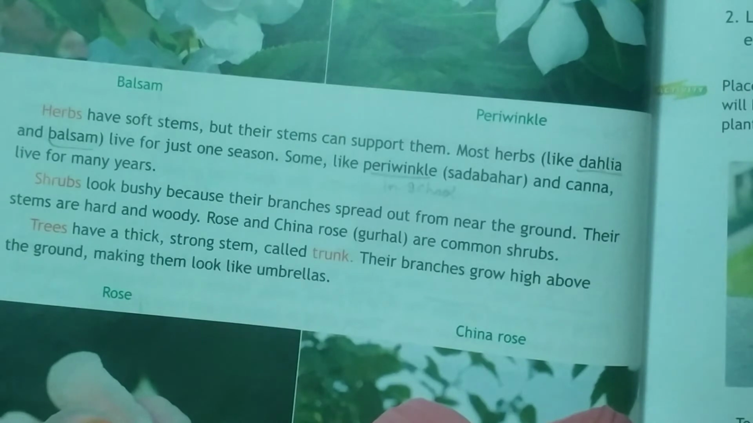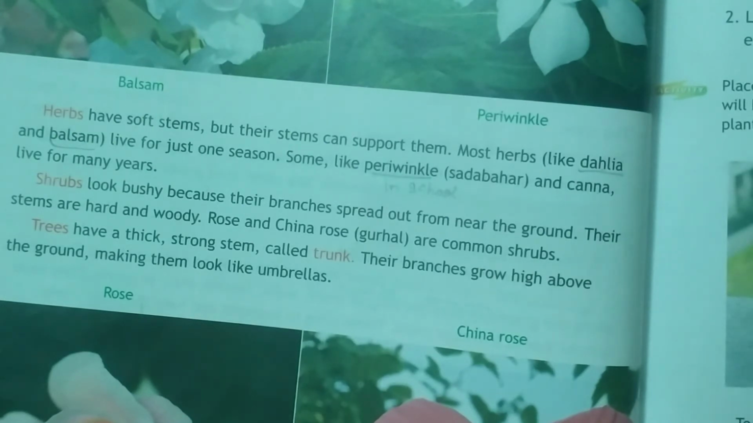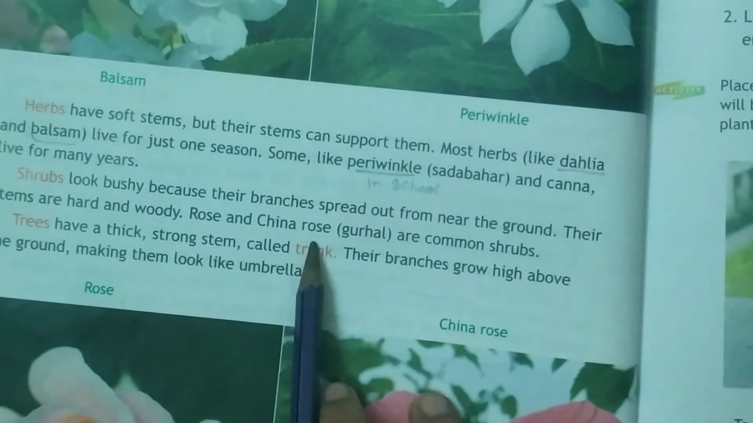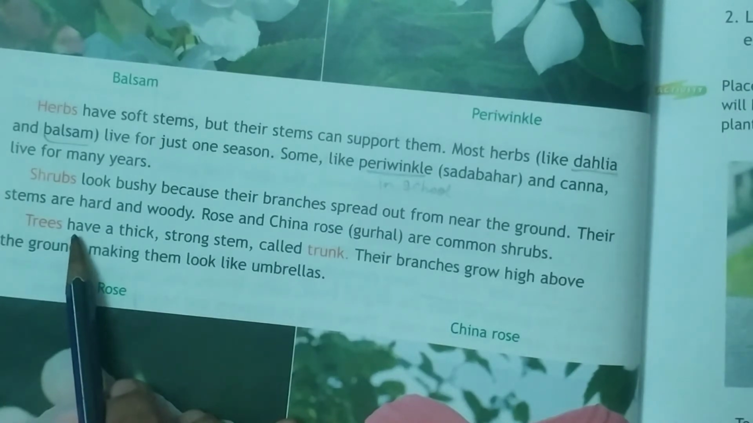That's why it looks bushy. You can look at the rose plant. It looks very bushy, because it has so many branches and spread out. The branches spread all over the ground, so that it looks very bushy. Okay, and what about the stems? The stems are very hard and woody. Example is rose. And trees, you have seen already in every nook and corner.